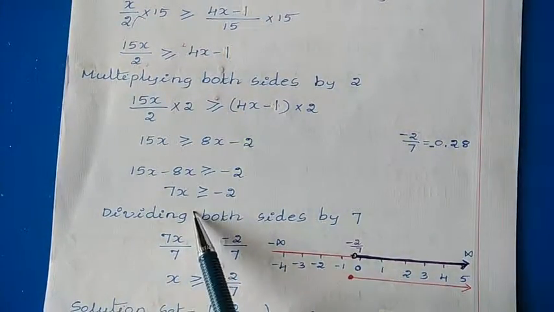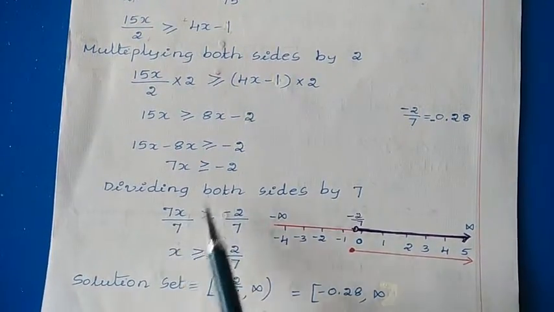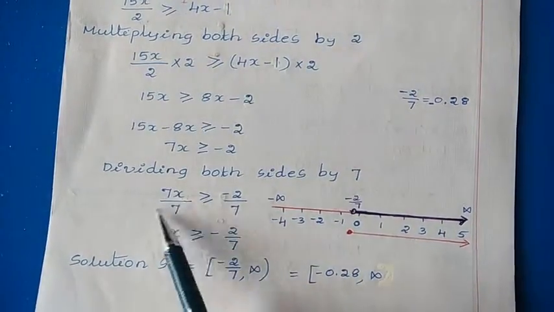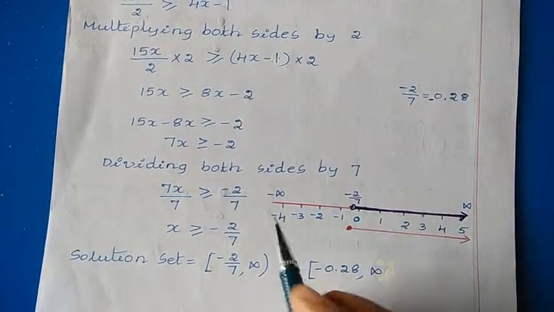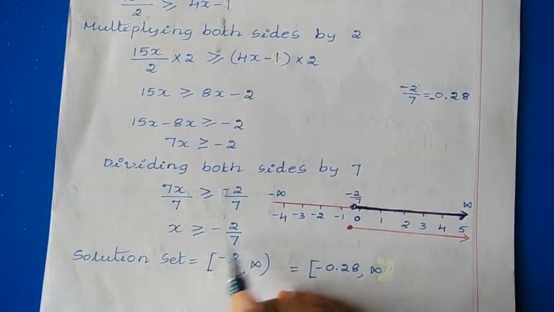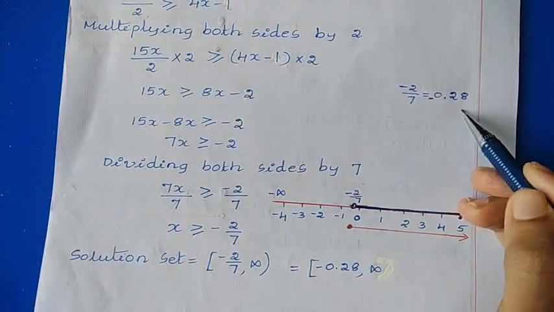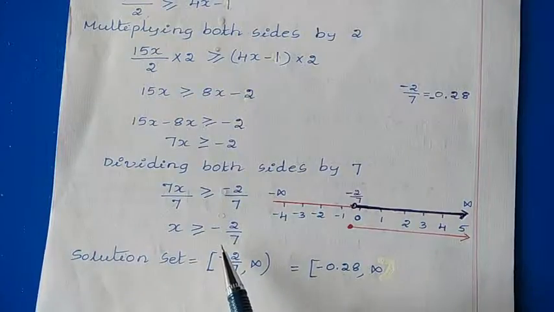We need the x value here, so divide both sides by 7. 7x divided by 7 greater than or equal to minus 2 divided by 7. So we get here, after cancelling 7, x is greater than or equal to minus 2 by 7. See, the value of minus 2 by 7 is minus 0.28. So x is greater than or equal to minus 0.28.